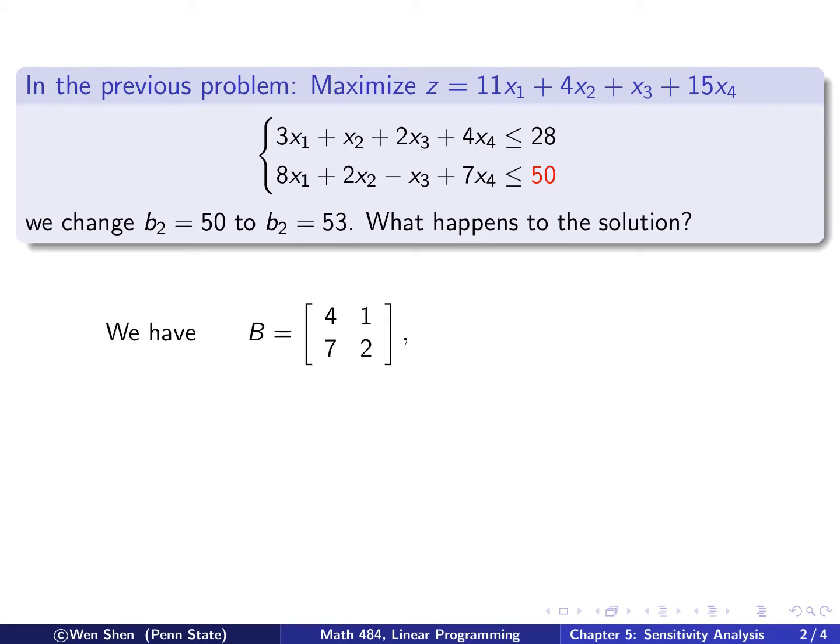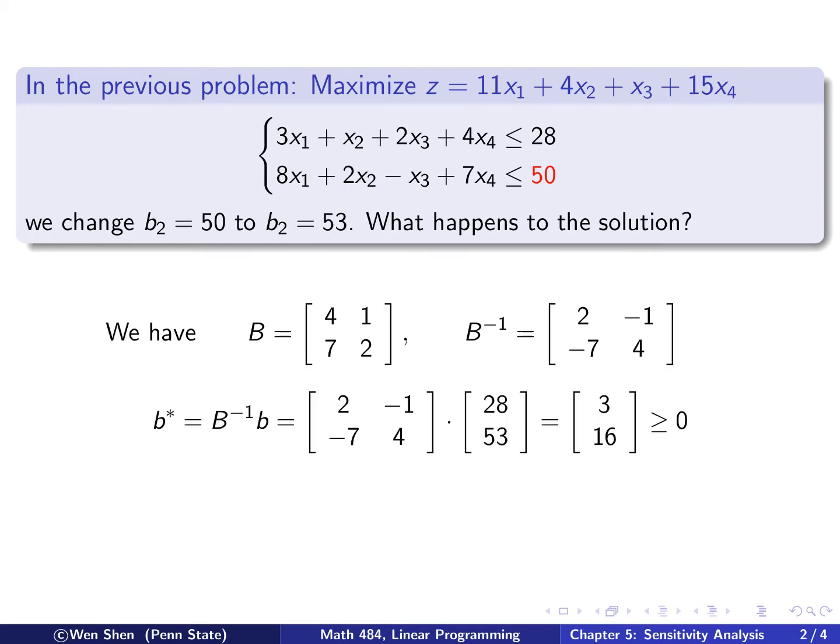Let's first get the B matrix. This we know how to do. And then we also compute the inverse of the B. Using that, I can compute the B star, which is B inverse times the B on the right-hand side. Now the right-hand side is changed into 28 and 53. If you carry this out, you have 3 and 16.